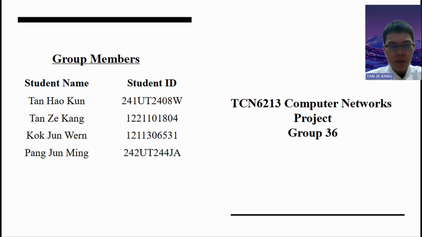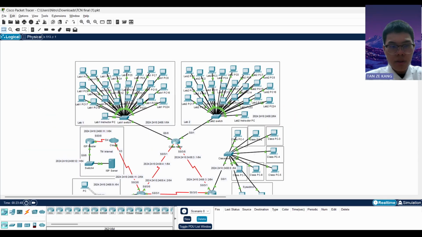I'm going to introduce my part about topology. So I'm going to share my screen first. Okay, so now we have 4 routers, 6 switches, 73 computers, 4 servers, and 1 cloud.